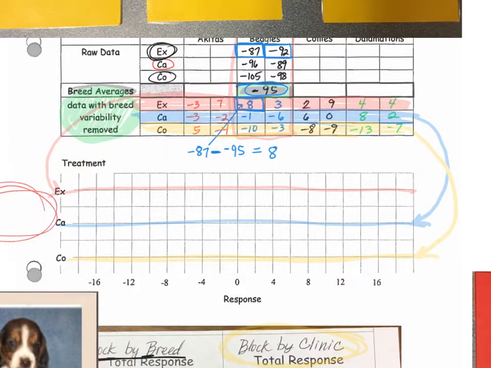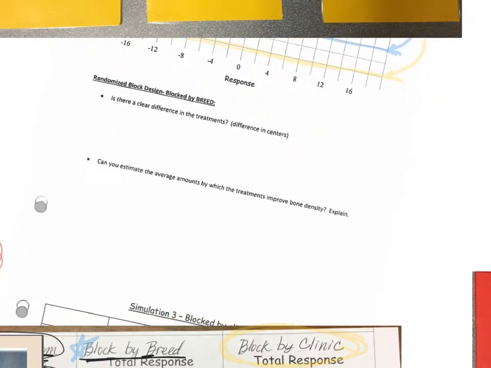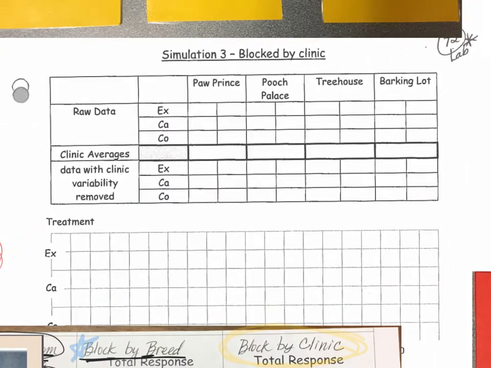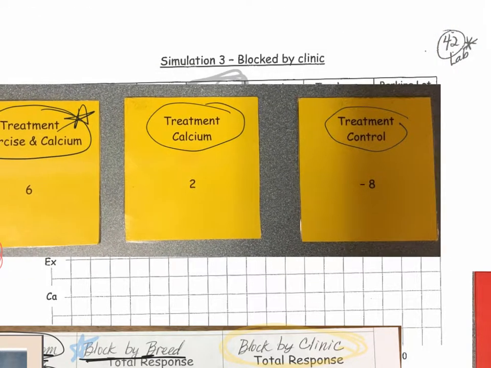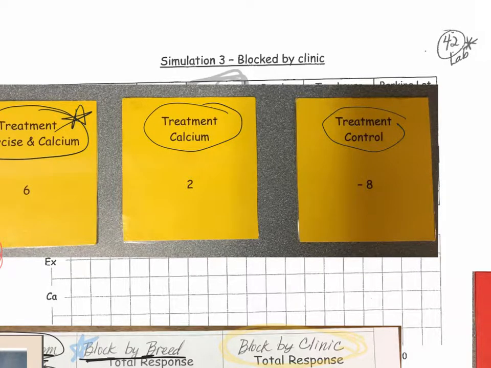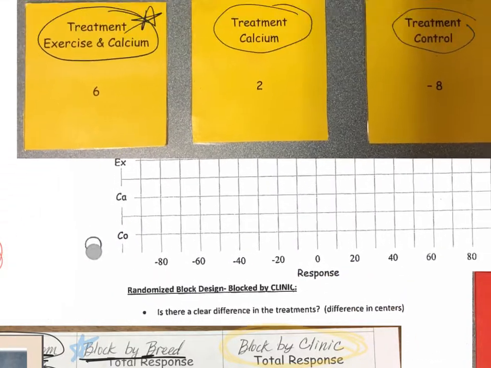So here we go. This is how this will look. Here comes our third situation. We're going to block by clinic. We are in Paw Prints, so we are in this section right here. So my little group that I'm sitting with is going to collect this data right here. All right, so the teacher's coming around and is shaking up a big bag and is going to randomly assign me a treatment, and the treatment I get is another control card.